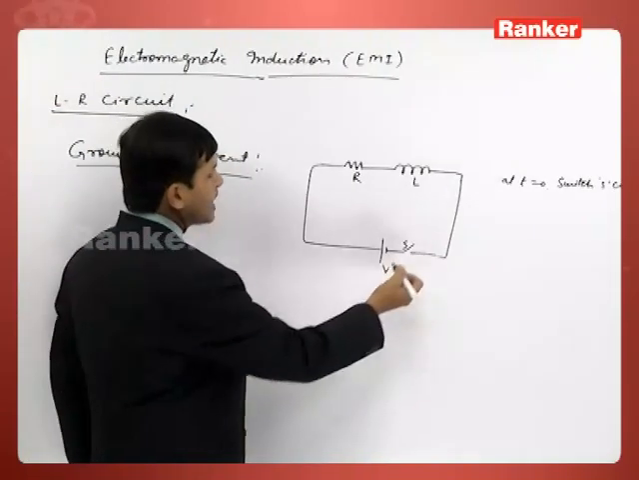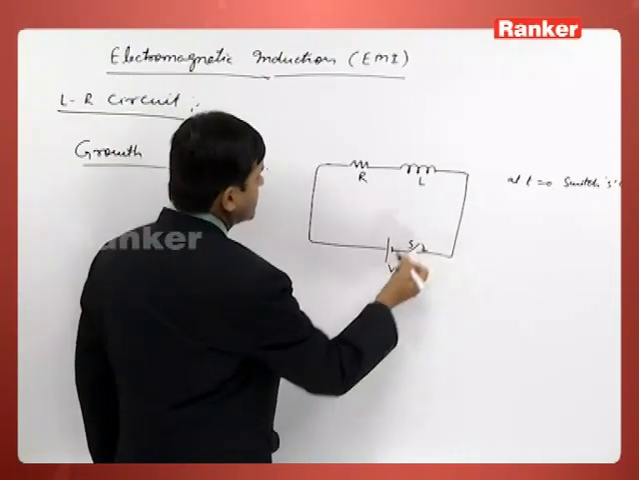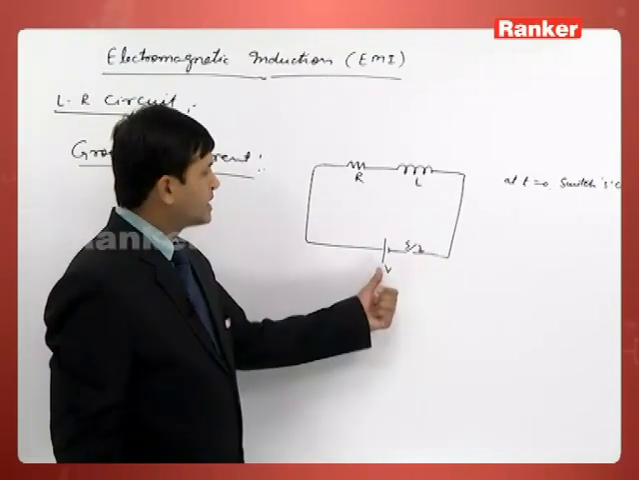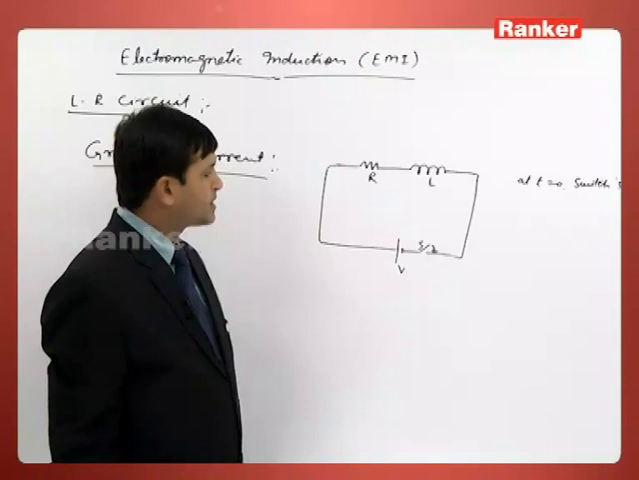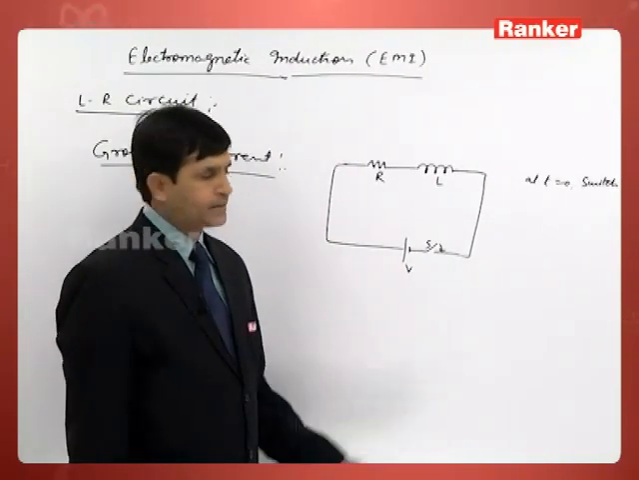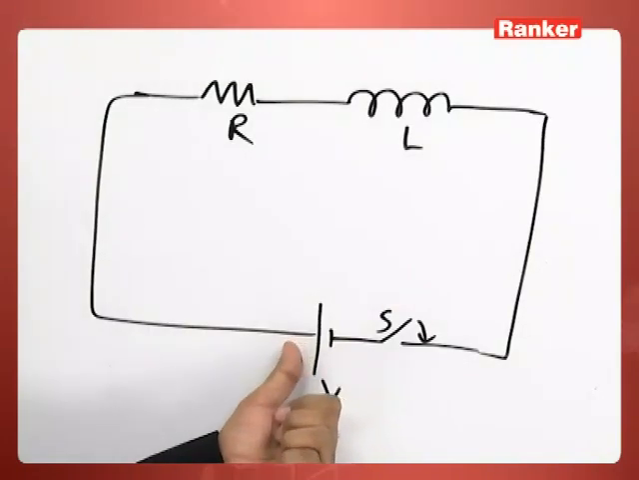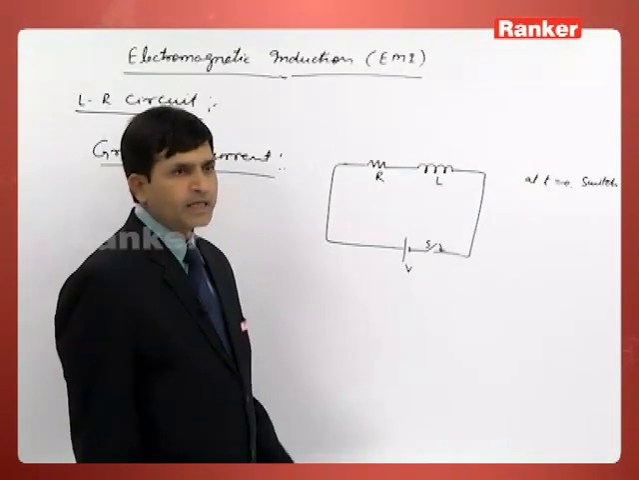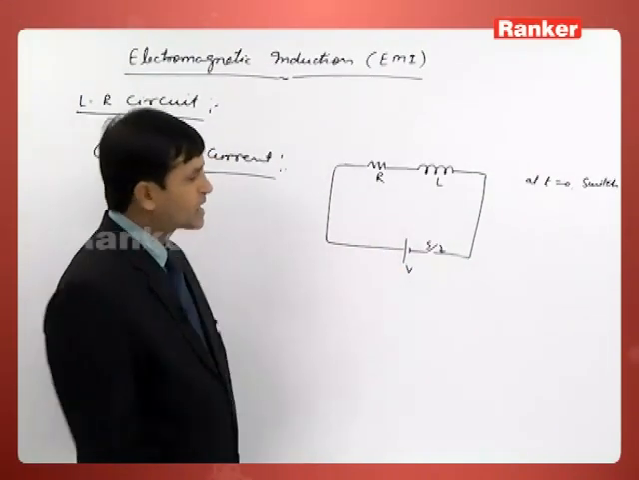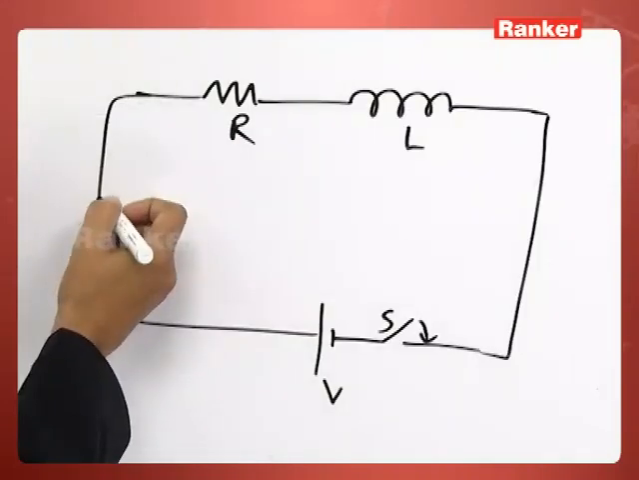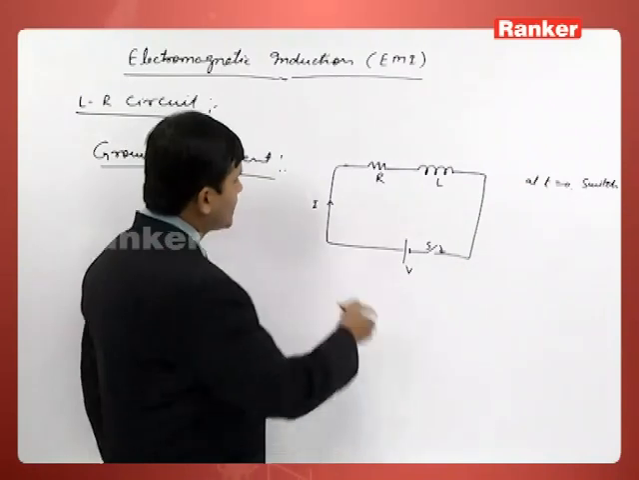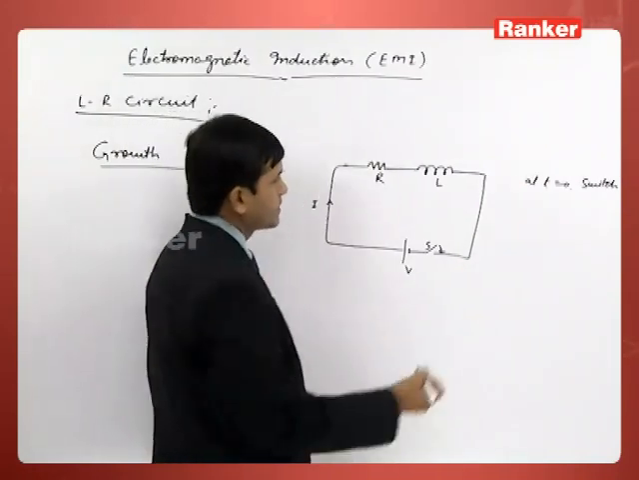As soon as we close the switch, it creates a potential difference in the circuit. Our EMF source will create a potential difference in the circuit. Because of the potential difference, charge starts flowing. Here this is the higher potential terminal, this is the lower potential terminal. So positive charge can go, basically electrons are flowing in this direction. So I is the current in the circuit at any time t, and that current is changing here.